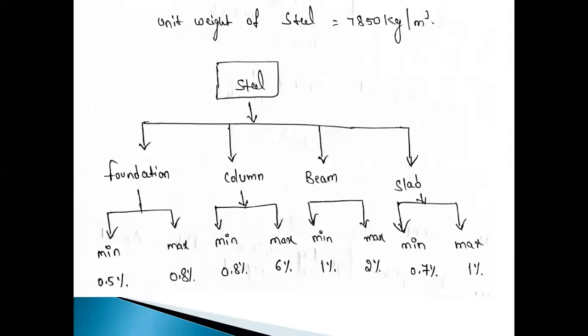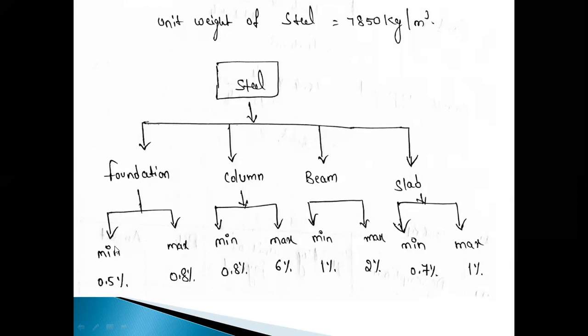Next, we go to the steel. Which area we use the steel? How much steel, maximum? How much, minimum? We are using different parts in structure. So unit weight of the steel is 7,800 kg per cubic meter. Steel is used in foundation, column, beam, slab.